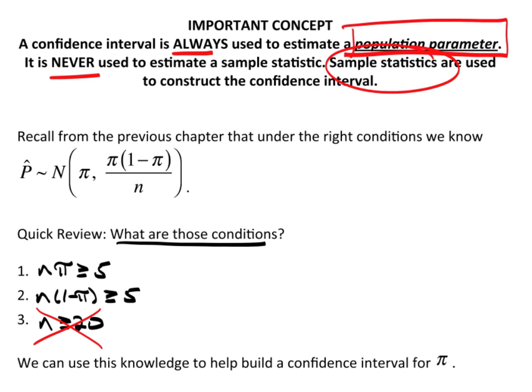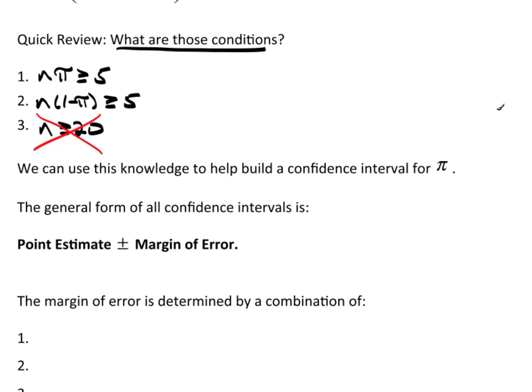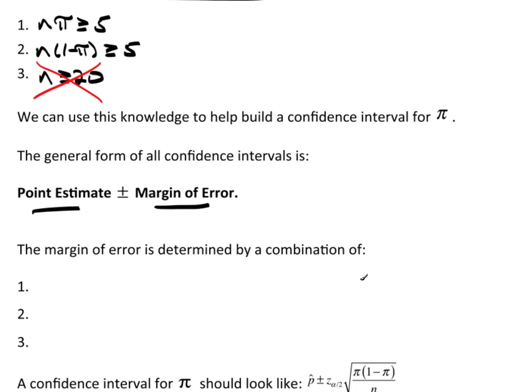So if we show these conditions are reasonably satisfied, which is just simple mathematics, a little bit of algebra, then we can say that this is probably true, and we can use a normal distribution. Now we can use this knowledge to help build a confidence interval for pi. The general form of the confidence interval, as a reminder, is the point estimate plus or minus the margin of error. Now the margin of error is determined by a combination of a couple of things.